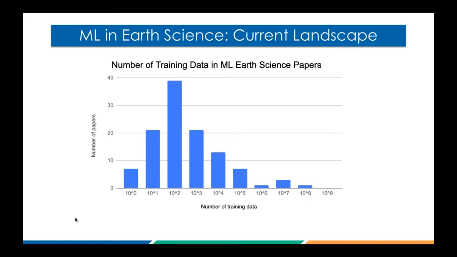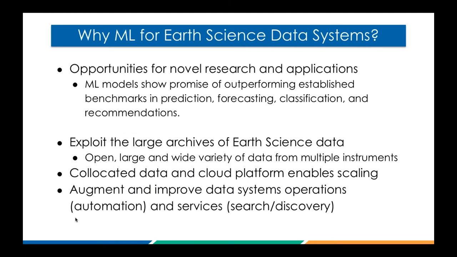So why machine learning for earth science data systems? Obviously, the first one, we already know that there are opportunities to do new research and applications. We've seen that some of these models can outperform the traditional ways of doing analysis. But I think there is an opportunity here that we can now exploit large archives of earth science data, specifically now that we see different federal agencies moving towards the cloud. The data is going to be co-located with the compute, and you now have access and the ability to do things with this data set. So there's an opportunity there.